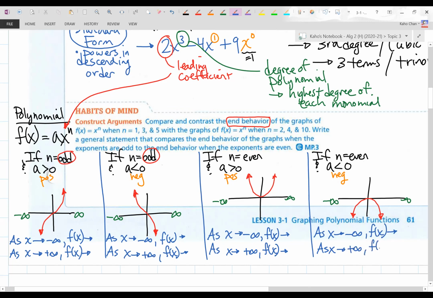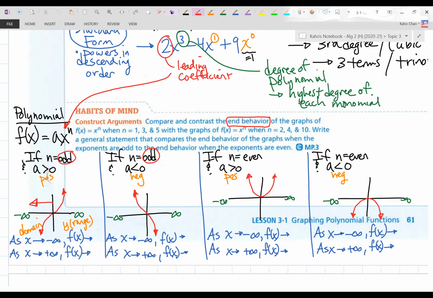So this is the type of notation you might see on a standardized test. X is referring to the domain. F of X is referring to the range or the y value. Okay, so from the middle, let's use the first scenario here. When n is odd and a is positive, you have this graph from the middle. When you're going left, the graph drops.